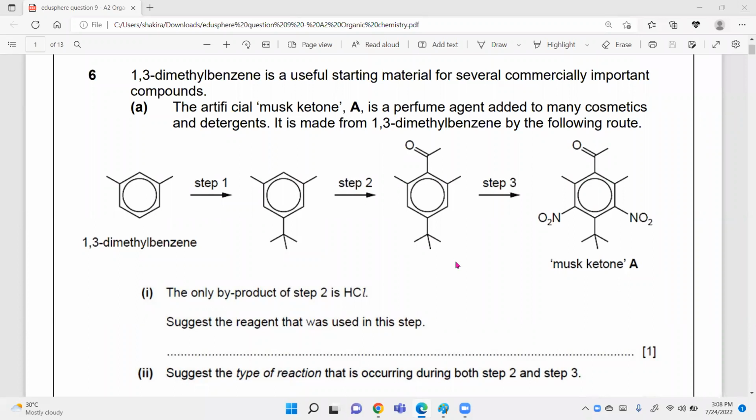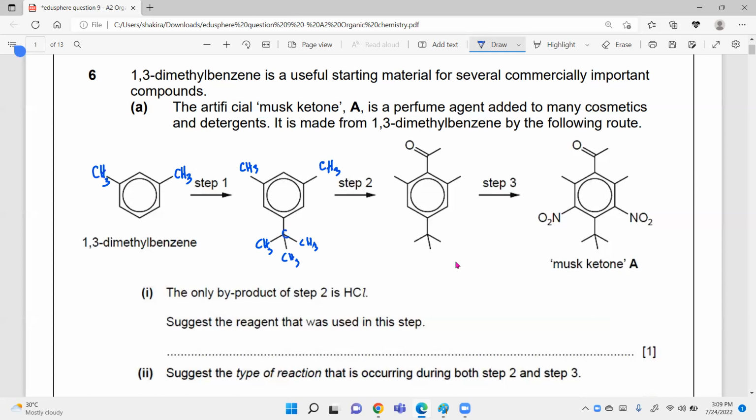1,3-dimethyl benzene. In 1,3-dimethyl benzene, for better understanding, I will write CH3 here. That's a CH3 group. On this side also, there's a CH3 group. If you try to locate these 2 places in the second compound, the product, here CH3, here CH3, and this part has been added. What is this part? Here also we have CH3. This is CH3. This is CH3. And here we have a carbon atom.